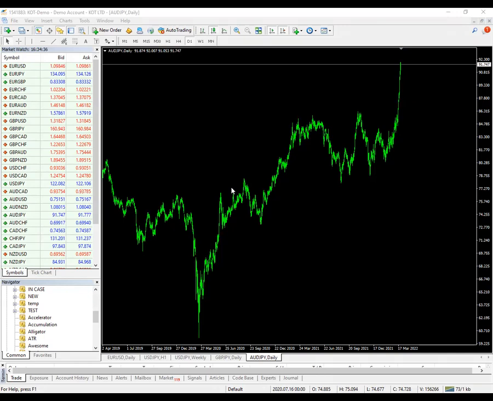Now, the answer is yes. You can use a simple moving average with an exponential moving average. Remember the two moving averages, their strengths and weaknesses. We realize that the simple moving average is good in determining the overall trend of the market, and so it will be good to use the simple moving average for long periods.